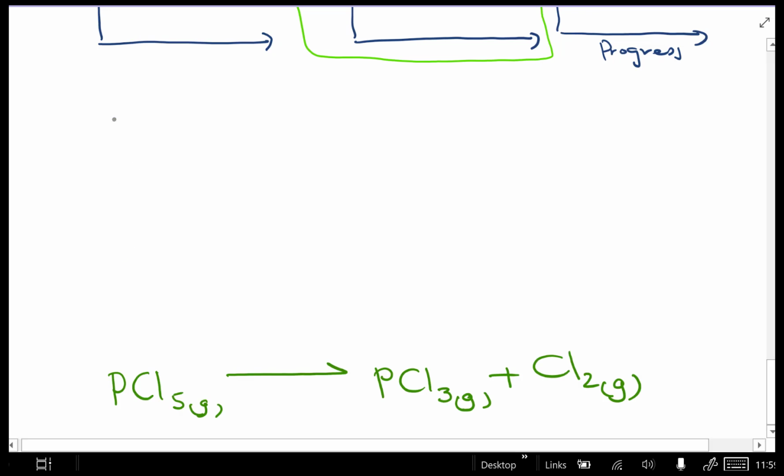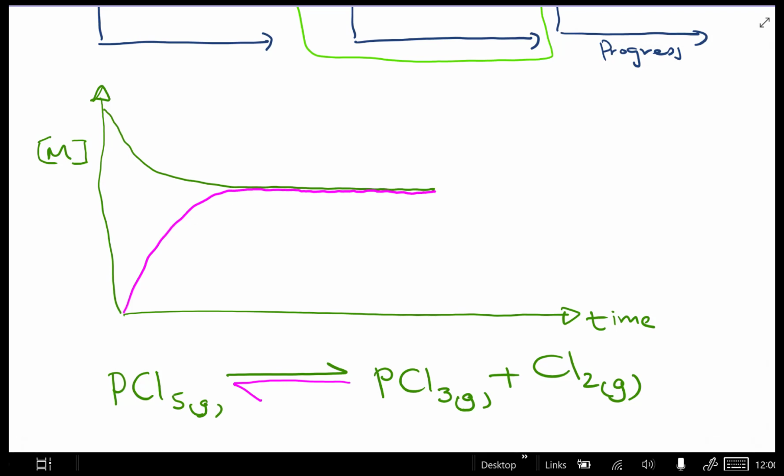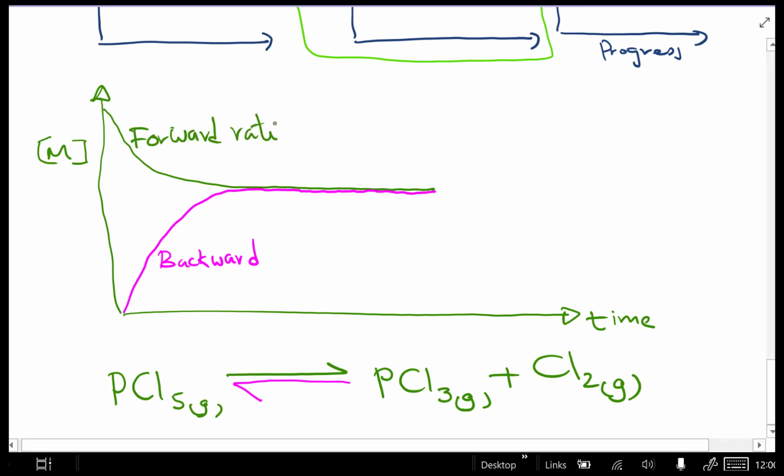Alrighty, let's look at an example. PCl5 going to PCl3 and Cl2. We started with a bunch of PCl5. It's losing. That's how the graph should look for the molarity of the PCl5. Now PCl3 and Cl2 are going to combine and come back. That's the backward reaction, in purple. The earlier one, the forward, was in green.